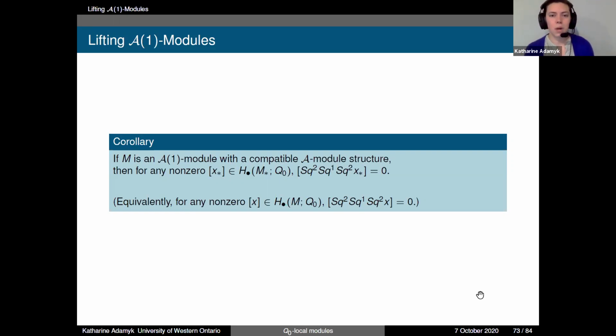So from the D1 differential, I get that if my module has a compatible A module structure, then square 2, square 1, square 2 on X dual is going to have to be 0. Otherwise, I have a D1 differential. So my spectral sequence didn't collapse when it was supposed to for a module over the whole Steenrod algebra.